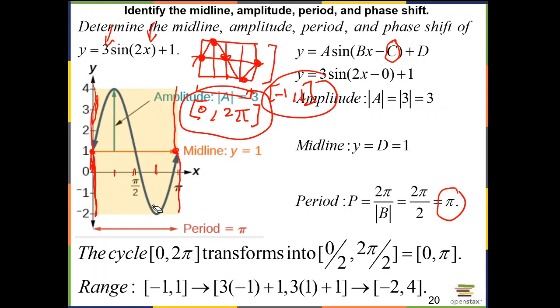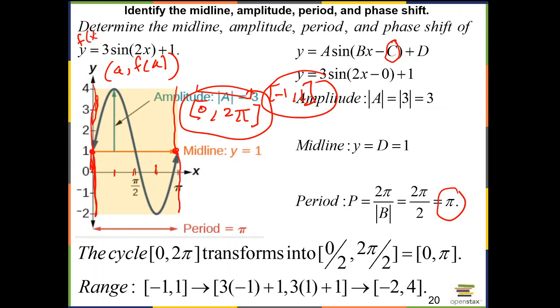Now, what happens to the y? Well, the y is negative 1 to 1, and what transformations happen to it? Let me erase all that. So remember we talked about a and f of a. So think of this as f of x. So what happens to a point a and f of a? Well, the y-coordinate, think of this as the old y-coordinate, you multiply it by 3 and add 1. So you get 3f of a plus 1.